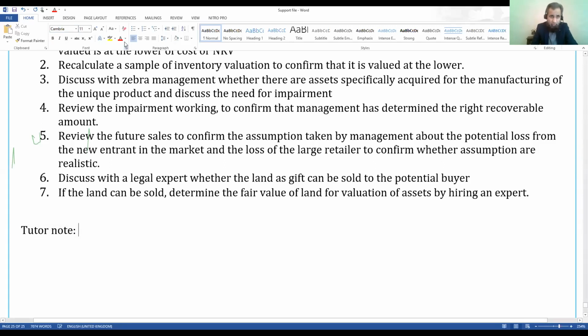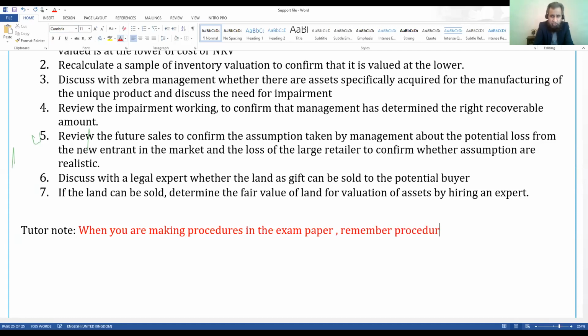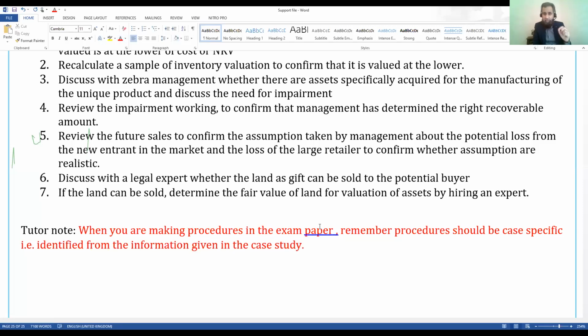Okay, now listen to this tutor note very, very carefully. When you are making procedures in the exam paper, remember, procedures should be case specific. That is identified from the information given in the case study. That's the first most important rule of making a procedure. Remember, procedures should be case specific, that is identified from the information given in the case study.